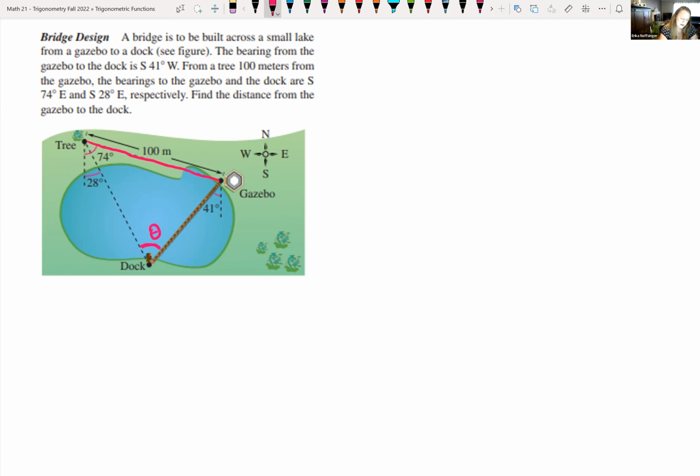We know that this angle over here is 74 degrees total, and this is 68 degrees. And so 74 degrees minus that 28 degrees is going to give us that angle inside of the triangle in the upper left-hand side. So that gives us that this angle inside, right here, this angle is 46 degrees. Okay, so let's see, what else do we know?